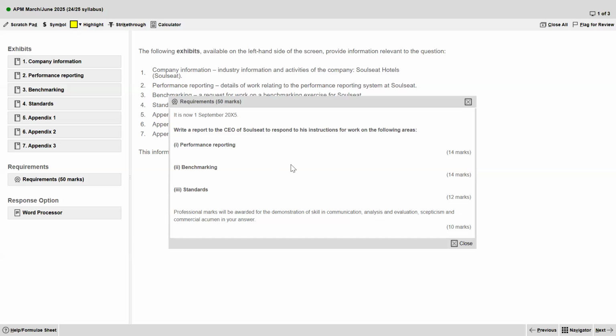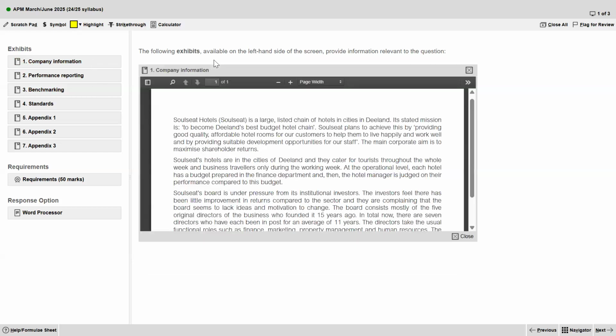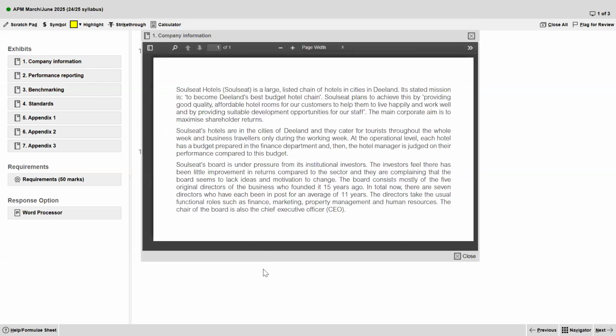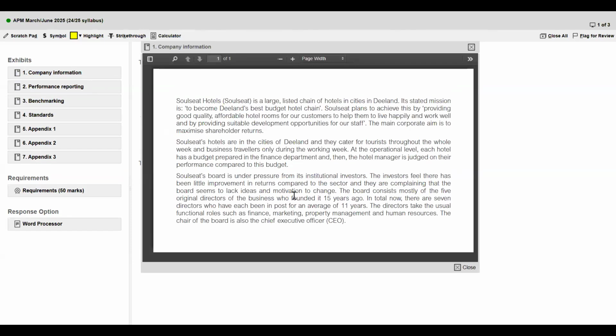So we'll read through the question and we'll see what the requirement is. First of all, it's a company information, the background to the company. So what I want you people to do is just read through this background so that we could start discussing. Can you just read through the background? Yeah, just read through the background, please.